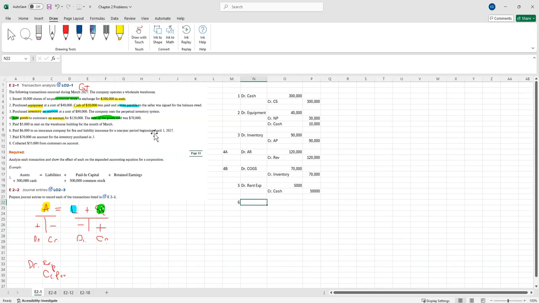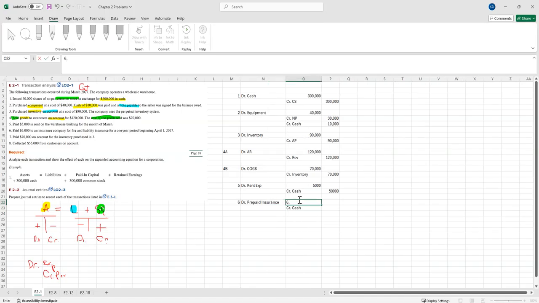So this is going to be debit prepaid insurance, or a prepaid asset, and credit cash for $6,000. And that should be 5,000 on the previous one, not a big deal. Okay, nothing too hard. How about 7?